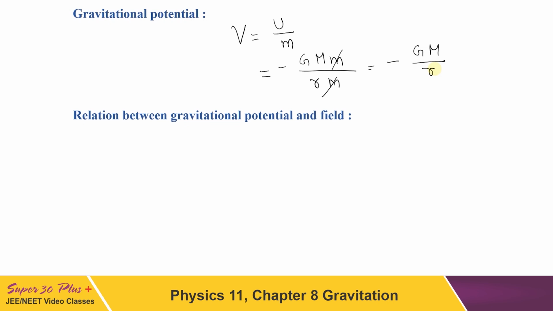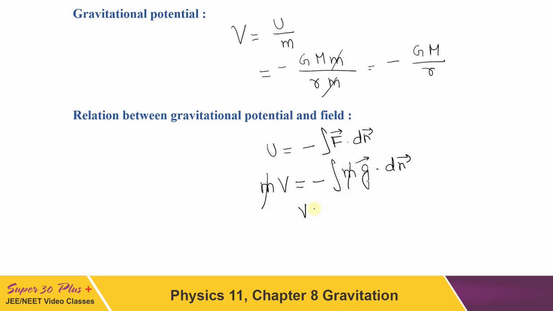Now let us see what is the relation between gravitational field and potential. As we defined, potential energy is equal to minus the integration of F dot dr. So this U can be written as mass multiplied with V, that is equal to minus, now F can be written as m into g, dot dr, and these two m's get cancelled. We get the final result V equal to minus the integration of g dot dr. This is the relation between potential and the field.